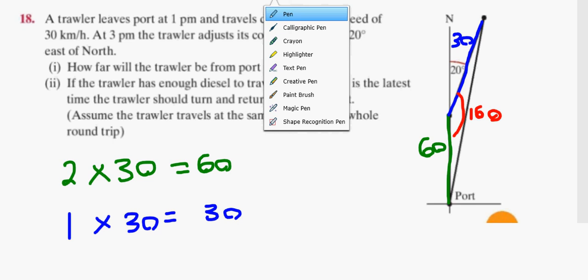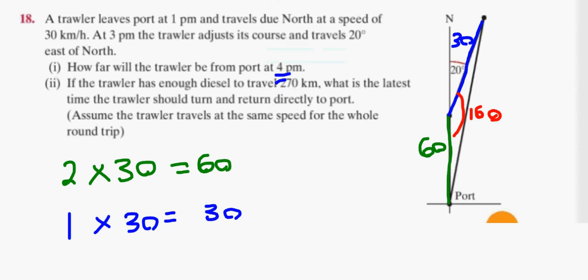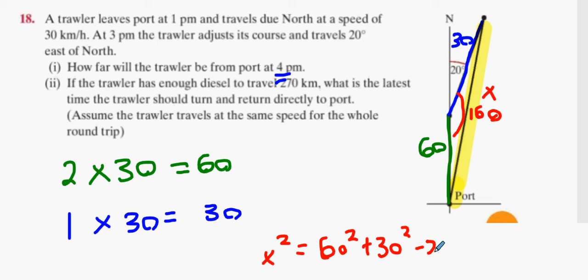And what's the goal of the question? To find out the length of the yellow line. How far away from the port are you? We're going to use the cosine rule again, aren't we? And we're just going to say x squared equals 60 squared plus 30 squared minus 2 times 60 times 30 cos 160.